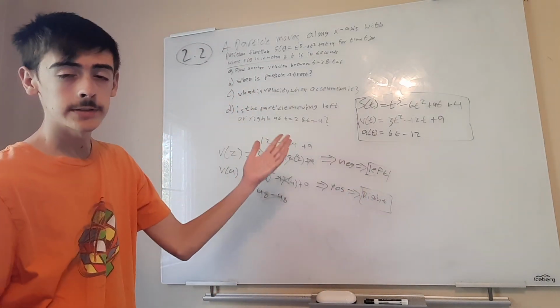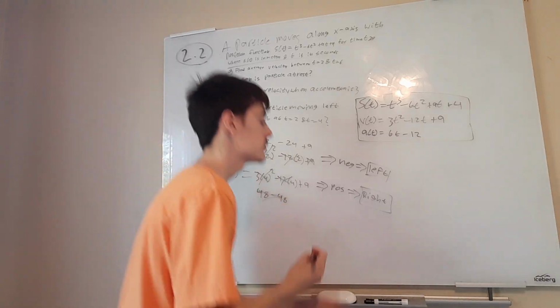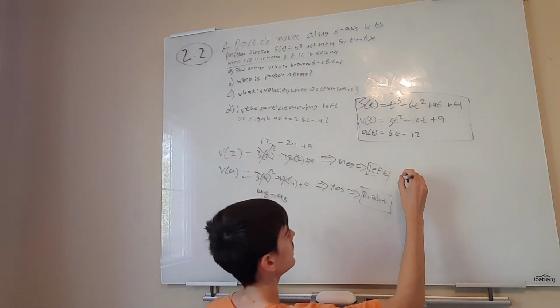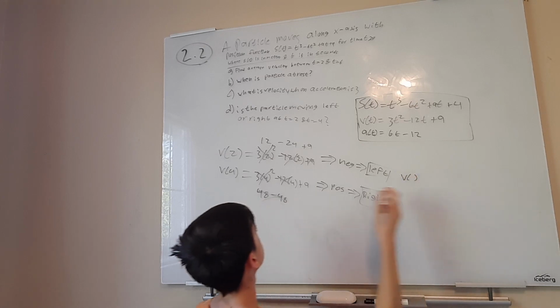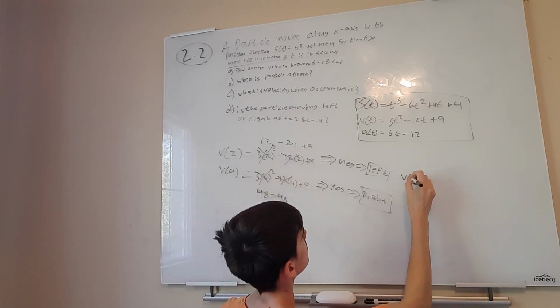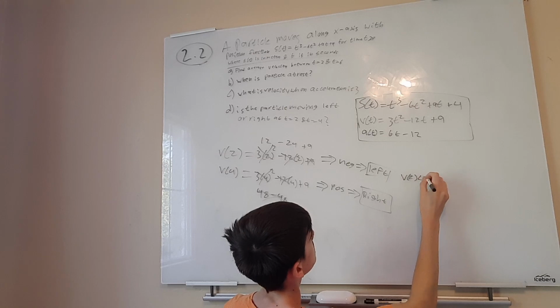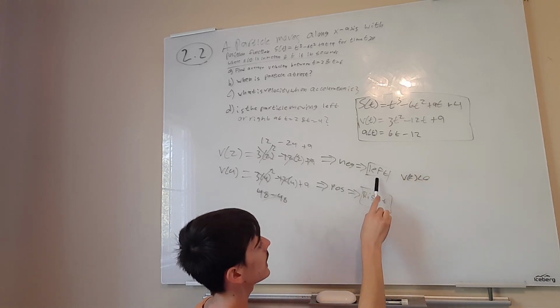Sometimes it asks you for justification, and if it does, just remember this. Just write that v of 2 is going to be less than 0 for the justifying left.